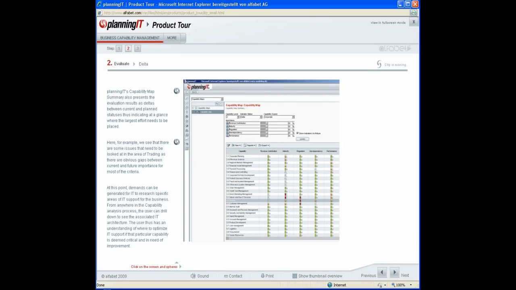From anywhere in the capability analysis process, the user can drill down to see the associated IT architecture. The user thus has an understanding of where to optimize IT support if that particular capability is deemed critical and in need of improvement.